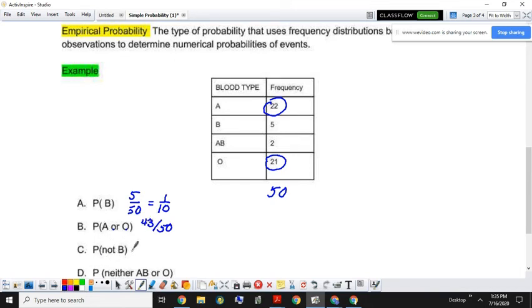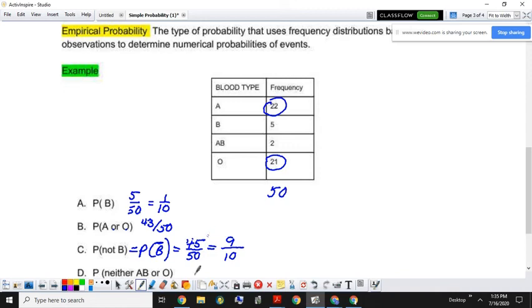Okay, this one is not B. So remember, not B is the same thing as the probability of the complement of B. So we look at B. B has 5. We want not B, which means all the other 3. So that would be 45 out of 50. There's a little complement symbol, which simplifies, 5 goes into that, to 9/10.